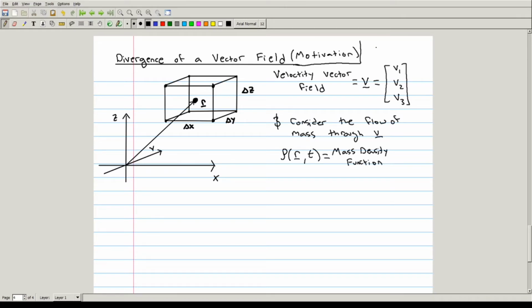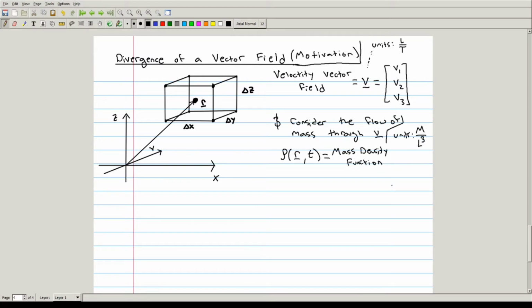Remember that velocity has units of length over time, and the mass density function, because we're in 3D, will have units of mass over volume, or length cubed. And that'll be important to think about when we're going through and doing these calculations here.